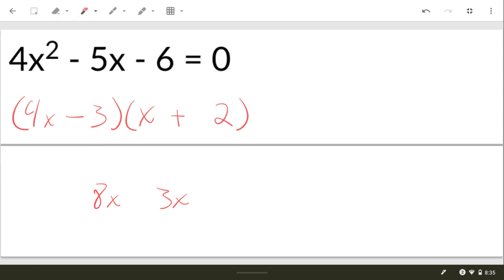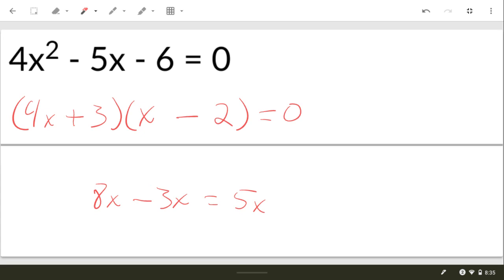So 4x and positive 2 would give me a positive 8x. And then a negative 3 and an x would give me a negative 3x. But this is going to give me positive 5x, and I wanted negative 5x. So I just have to change my signs around here. Change that plus sign to a minus, and change this minus to a plus. And then, of course, you could double check it, but this is going to be it.